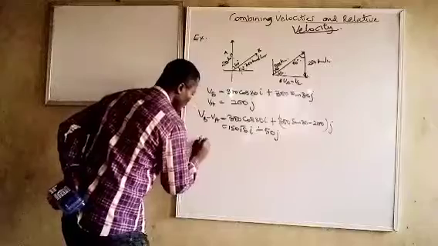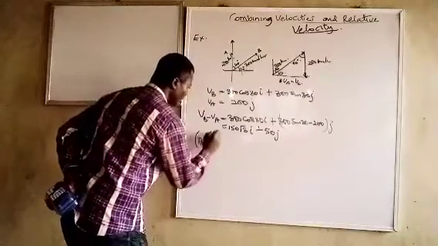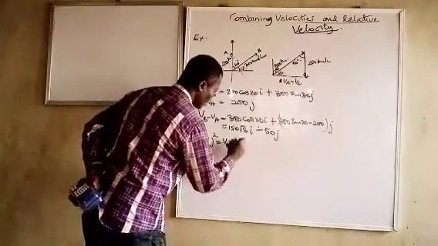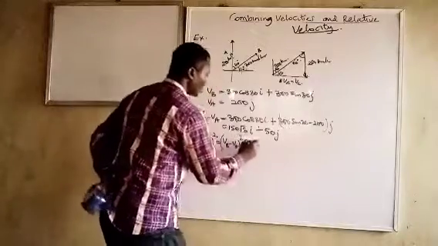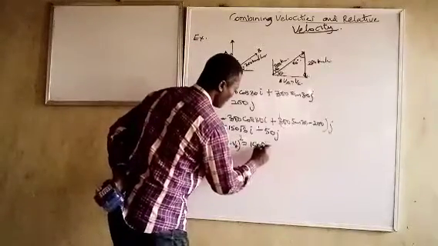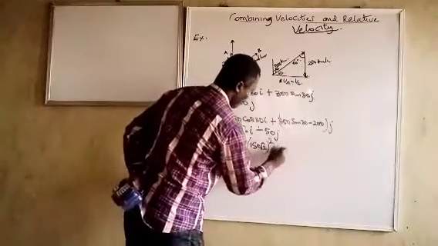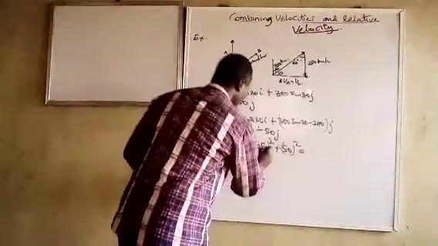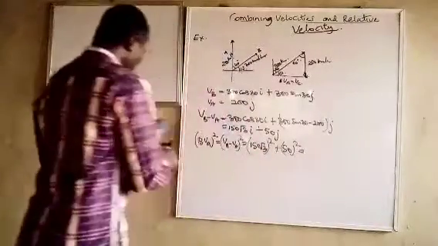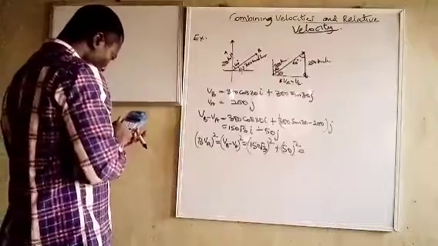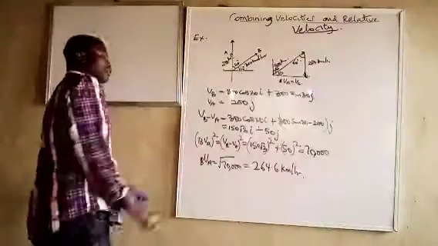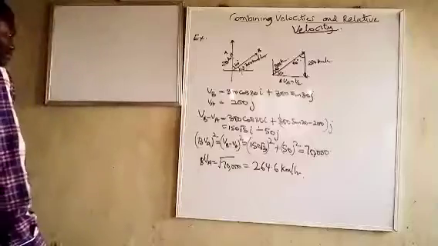Now let's find the magnitude. The magnitude will be equal to the square root of (150 root 3) squared plus 50 squared. And what does that give us? Root 3, please. So that will give us 264.6. So you can see, it makes the working fun and very easy, straightforward.